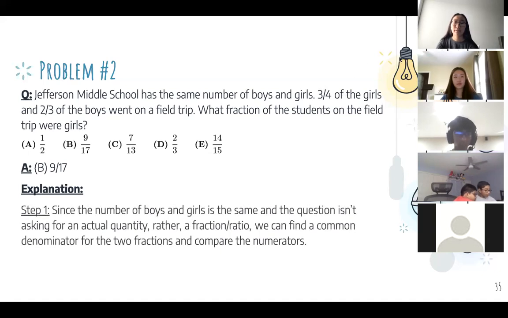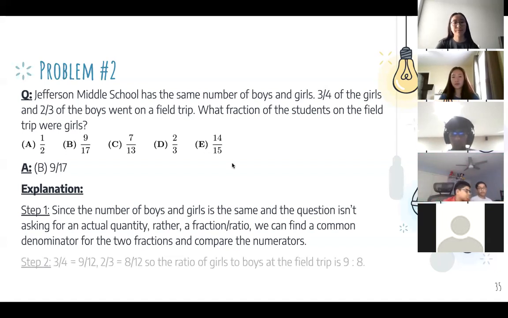So we know that the number of boys and girls is the same. And since it's not asking us how many girls or boys there are, the exact number is irrelevant, and we can just deal with fractions and ratios. So our first step should be to find a common denominator for the two fractions, so then we can compare the relative amounts of both.